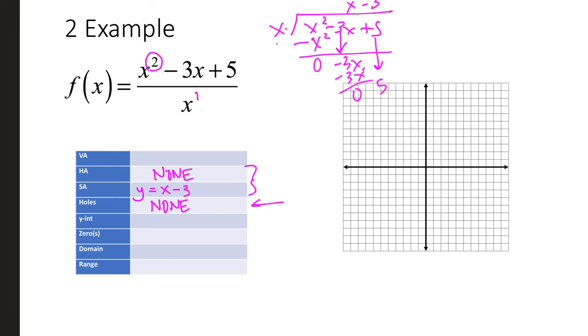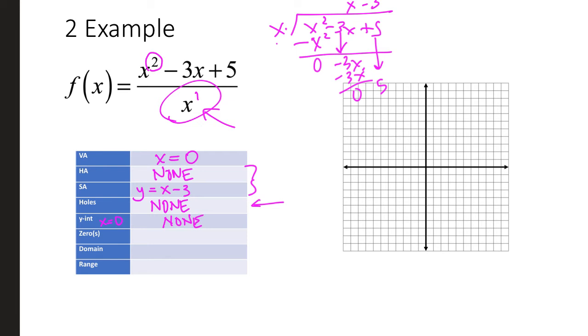Okay, next, the vertical asymptote is dependent on the denominator. What makes that equal 0? The y-intercept I get by letting x equal 0, which doesn't work, right? If I try to plug in x equals 0, I get something that is undefined. So there is no y-intercept.